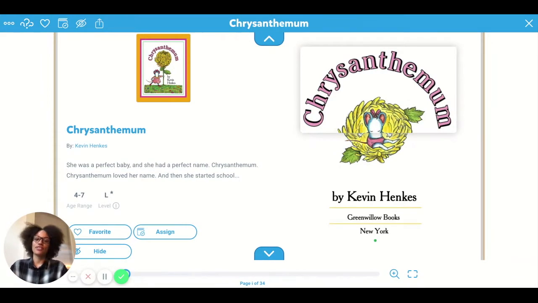Our writing objective today is that we can describe and identify characters in a story. Do you all remember what the word objective means? Good job. Objective means something that you're going to be able to do at the end of this lesson. So, at the end of this lesson, you're going to be able to describe and identify characters in a story.